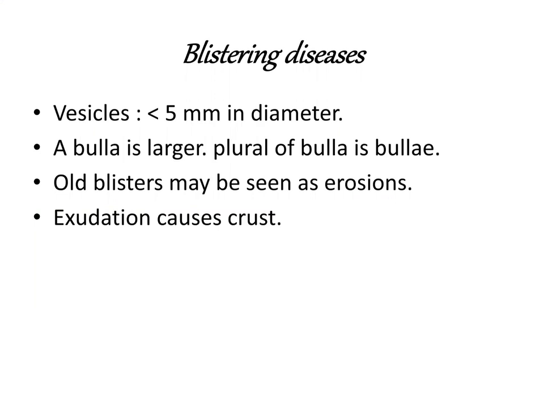A blister is a fluid-filled cavity. When it is less than 5 millimeter, we call it a vesicle. Then if it is larger, we can call it bulla, or when it is many, we can call them bullae. All blisters may be seen as erosions on the skin because when they break off, what is left is the floor of the blister only. So then that will lead to exudation and crust formation.